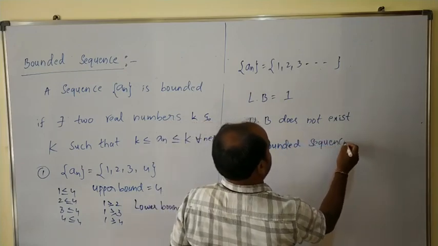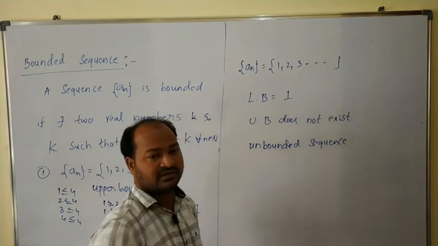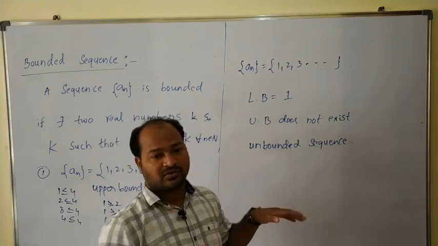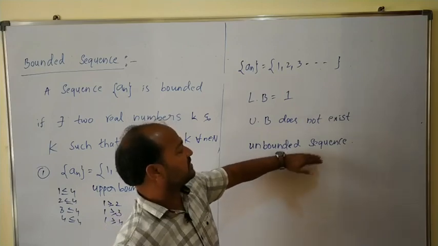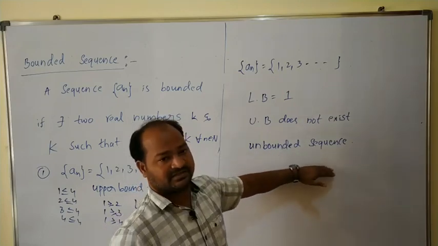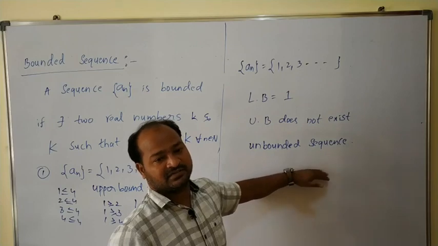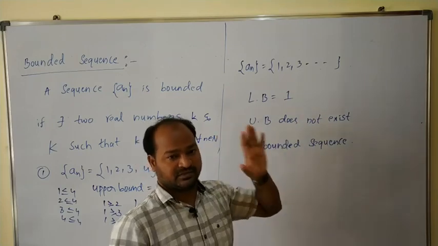Unbounded sequence. An unbounded sequence is one where at least one of either the lower bound or the upper bound does not exist. So this is the example for an unbounded sequence. An unbounded sequence is nothing but a sequence which is not bounded. That's all.